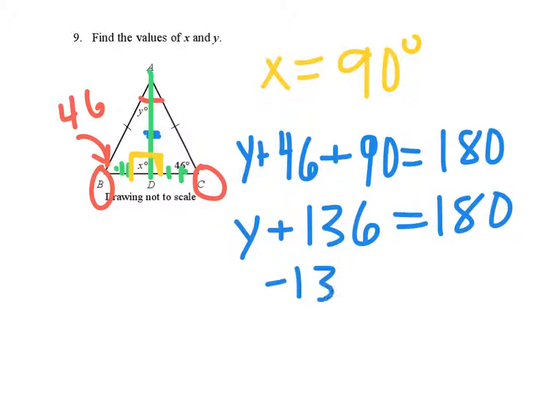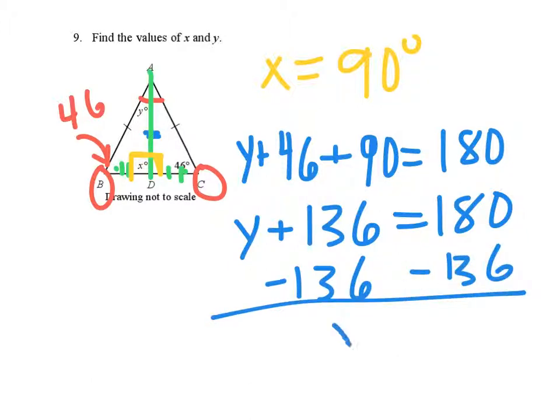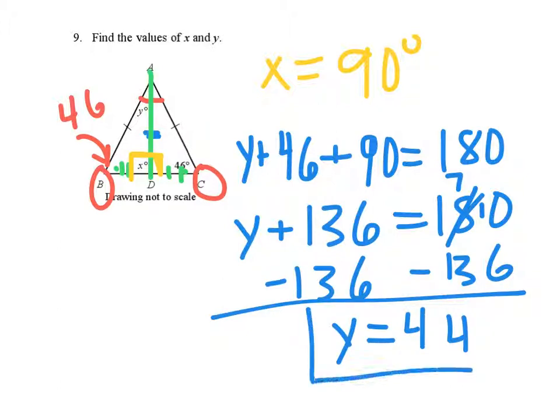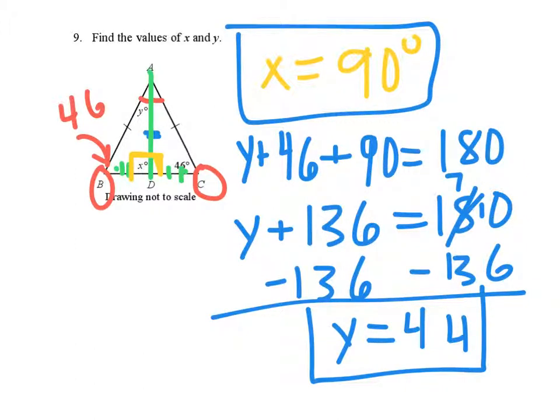We'll subtract 136 from both sides. When we do that, we get y equals, let's make this a 7, 44. And that would be my final answer. Don't forget you had an x too, so x equals 90, y equals 44.